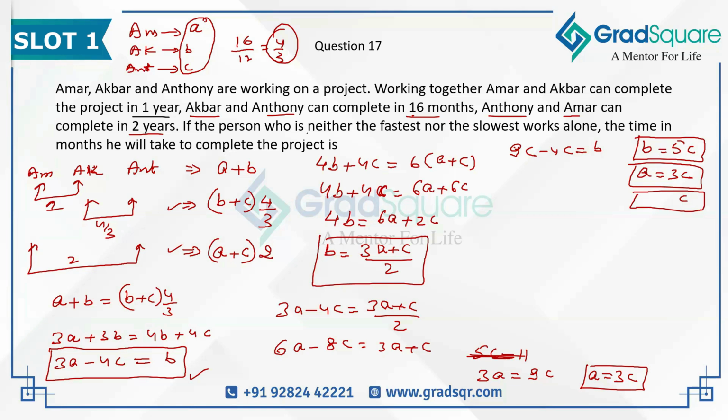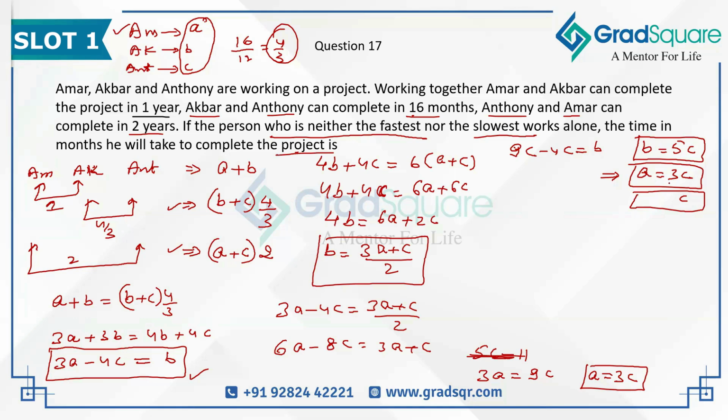So now what are they talking about? The person who is neither the fastest nor the slowest. Now look at this. A is the number of units which is in between C and 5C. C will be the lowest, 5C will be the highest, and 3C will be in the middle, and that has to be Amar. So if the person who is neither the fastest nor the slowest works alone, the time in months he will take to complete the project is what the question is asking, right?